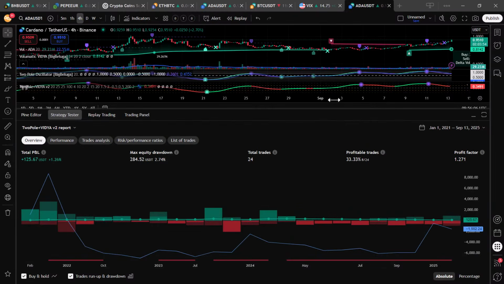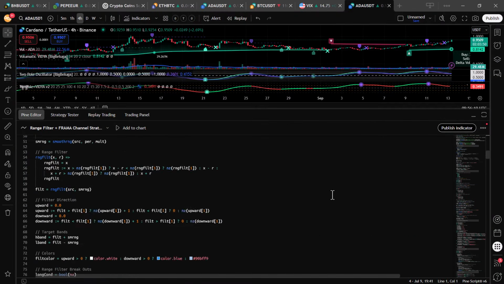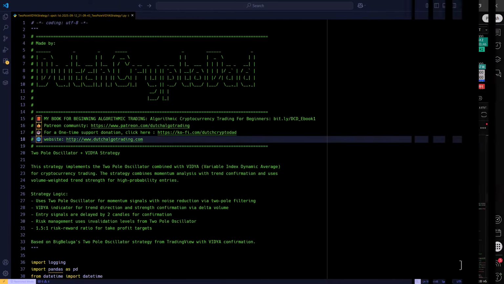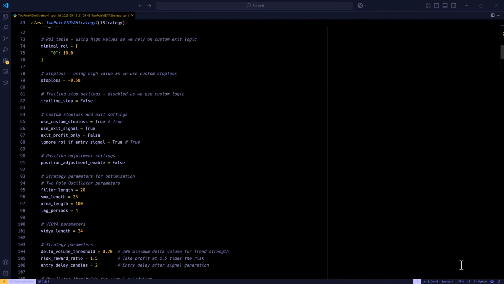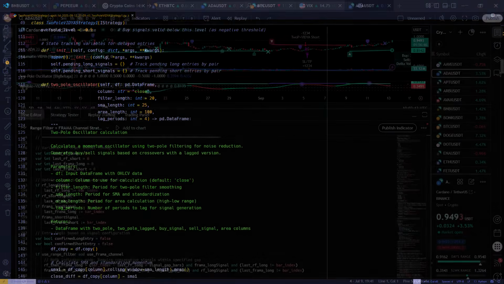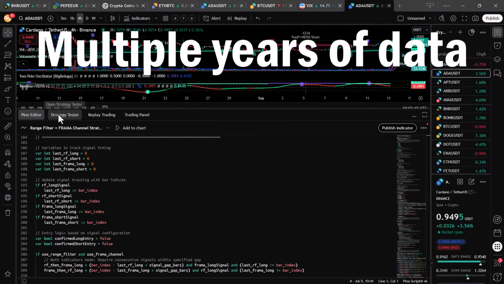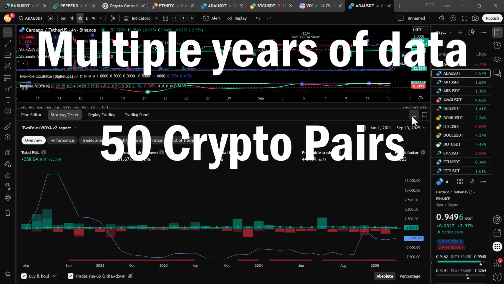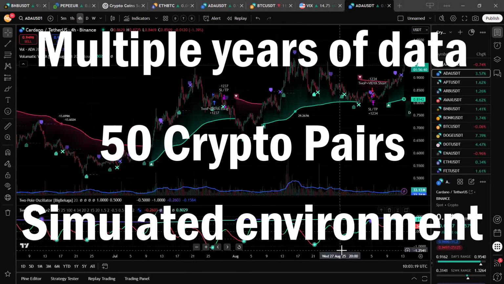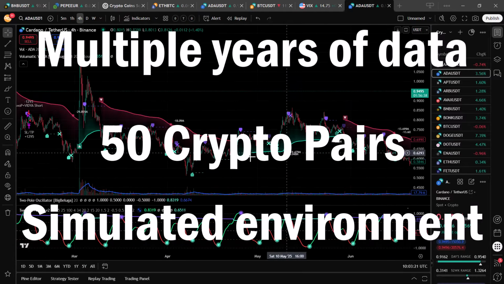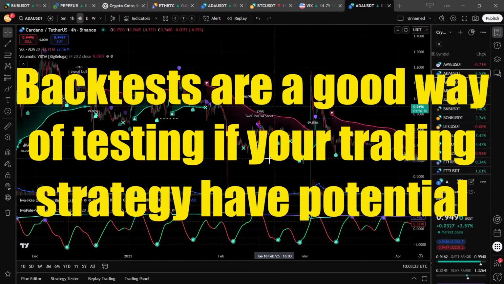I have coded this trading strategy into PineScript to use with TradingView, and I also have created a Python algorithm for this strategy to test out with the backtesting engine. I've used multiple years of data over 50 crypto pairs to see how this strategy holds up in a simulated market circumstance. And this way we can definitely see if this strategy is worth our time.